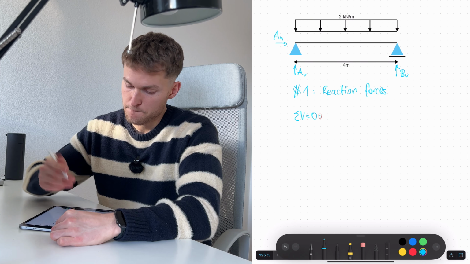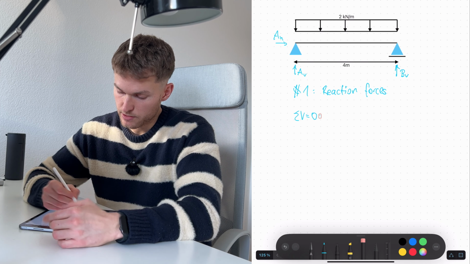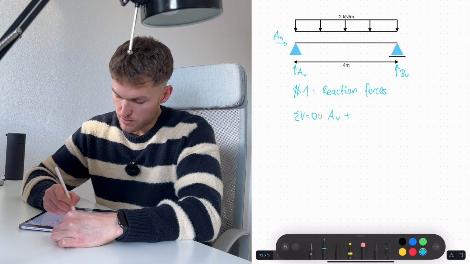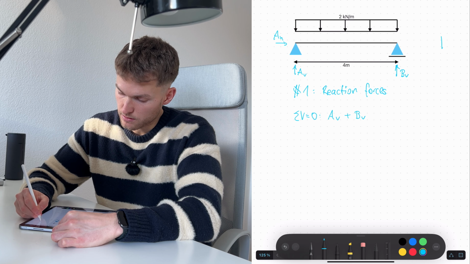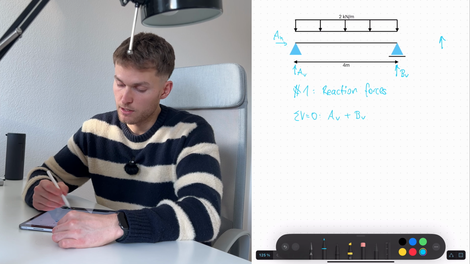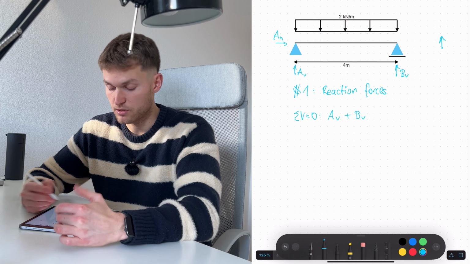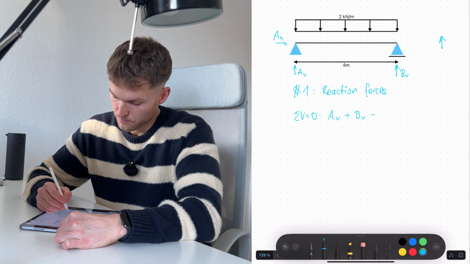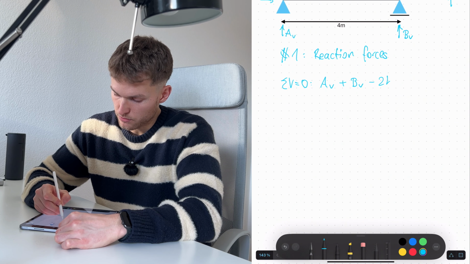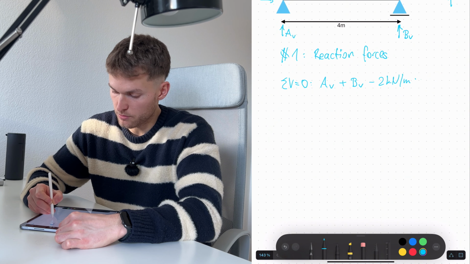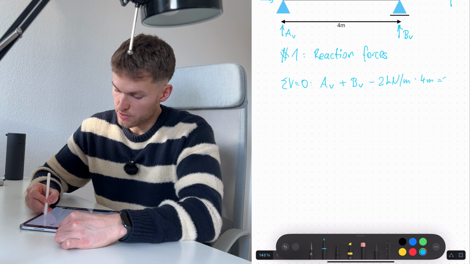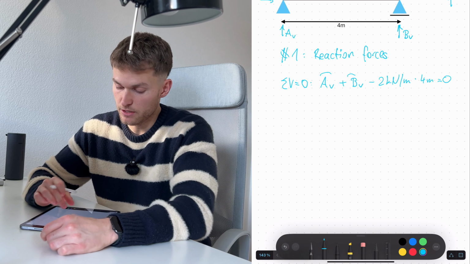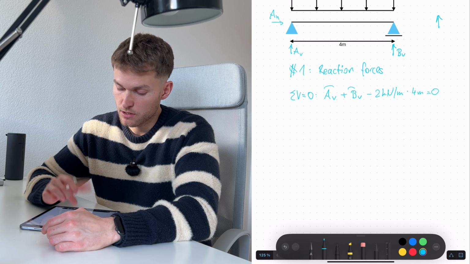How does that look? So we have our two supports, AV plus BV, and they are in the same direction. So that's why we add them. But then the line load is in the opposite direction. That's why we subtract that. So we have 2 kilonewton per meter times 4 meters equals 0. But now we have two unknowns, AV and BV, so we cannot solve this equation. So that's why we need another equation.